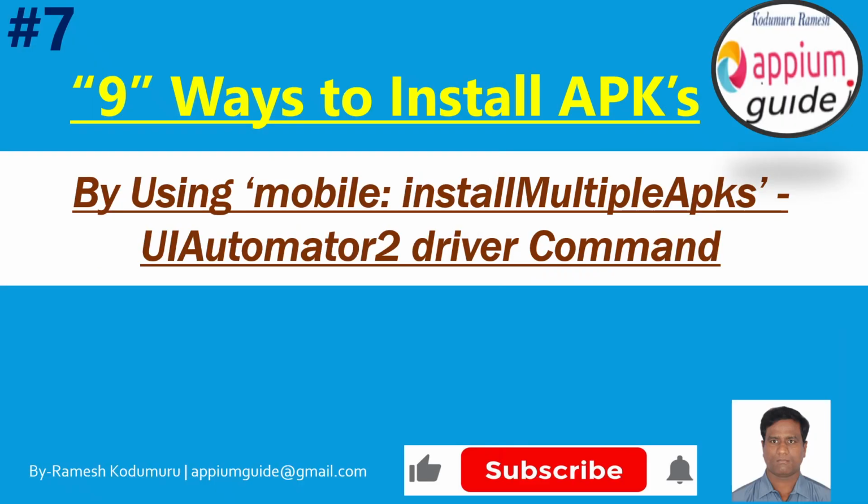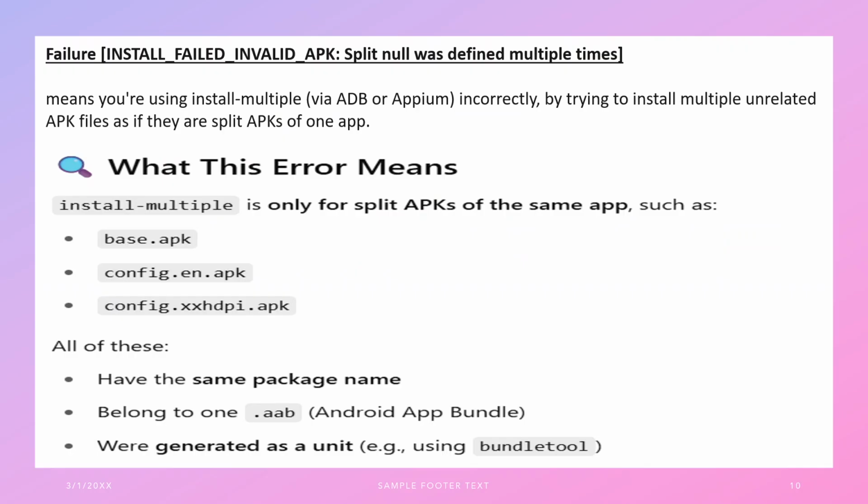When you want to install multiple APK files, we need to remember one thing here. In the background, it is running the ADB shell command called install-multiple. This command is only for split APKs of the same app, such as the base APK and configuration APKs. These are the examples, and they have the same package name and belong to one .aab Android App Bundle.